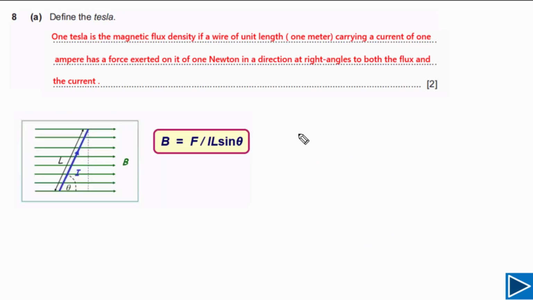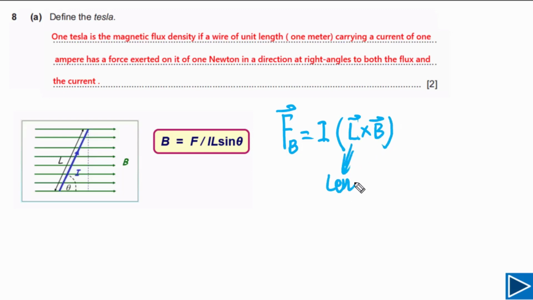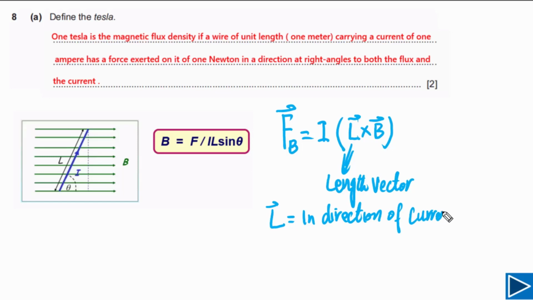Let's try to understand a little bit more about magnetic force, especially how we can write it in vector form. In vector form, we can say F_B is equal to I times L cross B. In this case, L is also a vector and is called the length vector. We will be treating this as a vector, and it has the same direction as the direction of current. Very important point: in the direction of current.